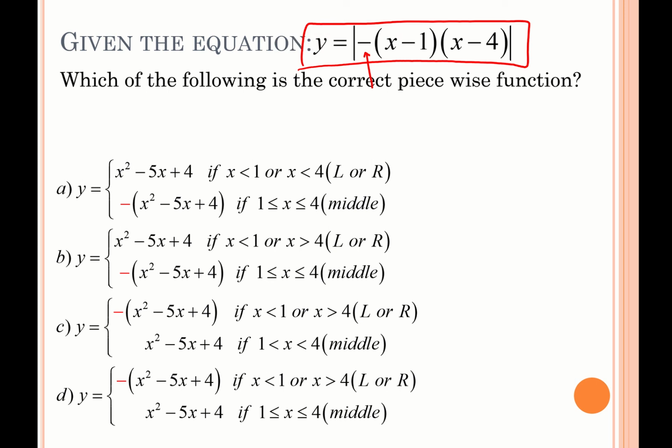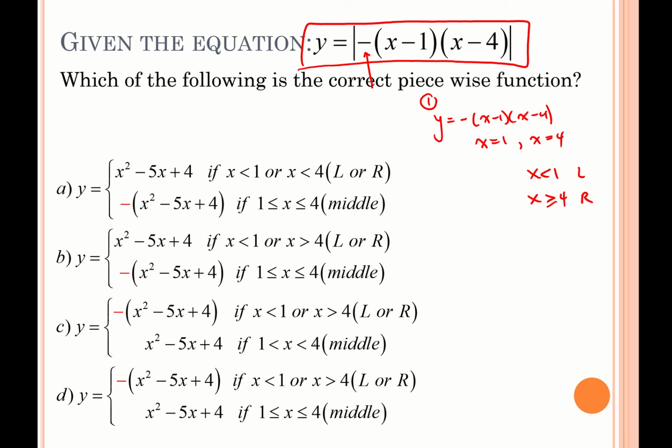Now, to do this question here, first of all, you've got to find your x-intercepts. You know that your equation is y equals negative (x minus 1) times (x minus 4). So your x-intercepts are going to be x equals 1 and x equals 4. So when you write your piecewise, the left side is going to be x is less than 1. The right side is going to be x bigger than 4, or equal to 4.